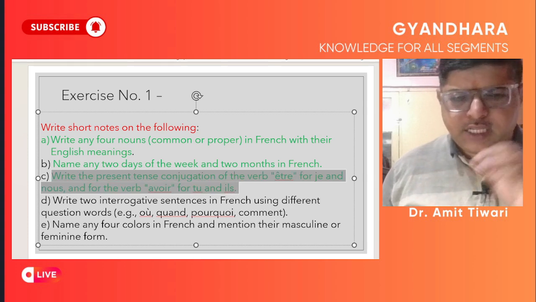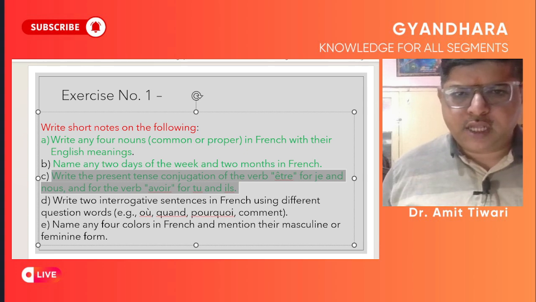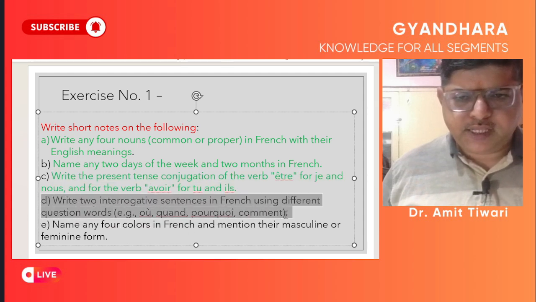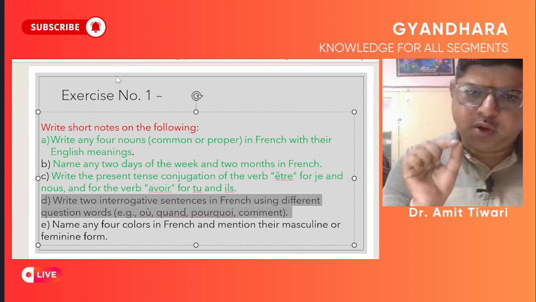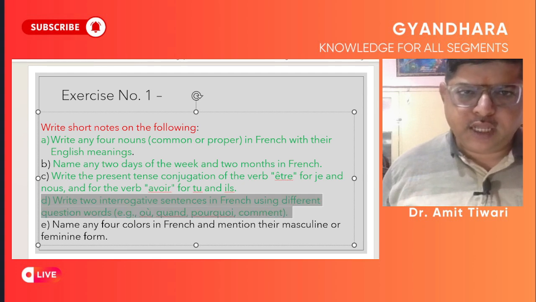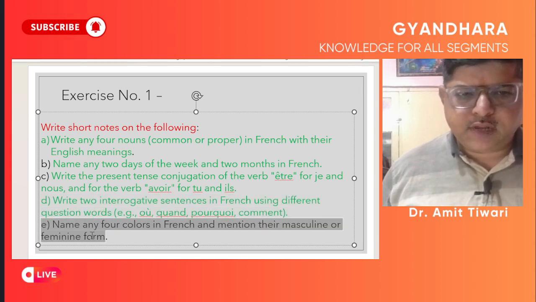This is another question, but it is a bit tricky, because until you are aware of what conjugation is or what the verbs are, you may not be able to do it. Since I am presenting the exercise first, after that I will give you the solution for each exercise one by one. So be with me. Question 4, that is question D, may be placed this way: write 2 interrogative sentences in French using different question words, that is où, quand, pourquoi, comment. These are the words you need to use in an interrogative sentence in French. The fifth and last question of this exercise is: name any 4 colors in French and mention their masculine or feminine form. So this is the question paper.